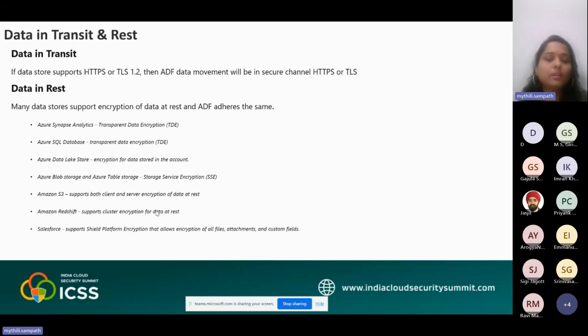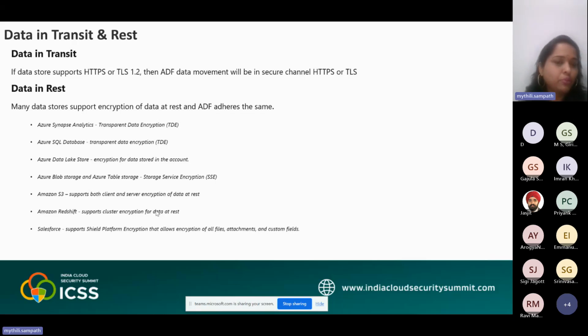That means the MAC layer, whatever MAC layer is used for data transmission and data movement, right, is completely dedicated to that and secured. The 802.11 algorithm is used to dedicate that channel from source to target. So the secure channel is happening through HTTPS or TLS 1.2.